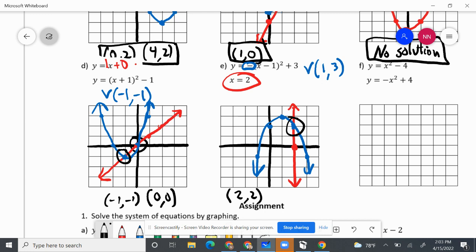Okay, our last one. If we're looking at our last one, what we notice is that the vertex for the first one is going to be 0, negative 4. Once again, because there's no b value, there's an a and a c, no b. And so 0, negative 4. And when we follow our pattern, we go over 1, up 1, go over 2, up 4.